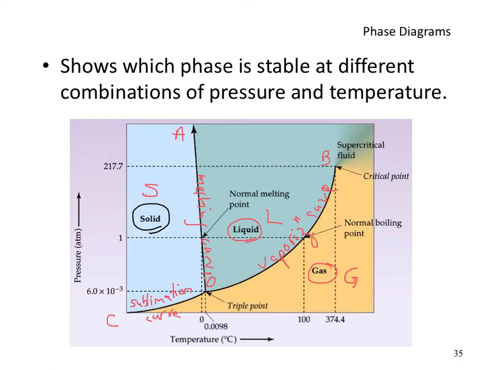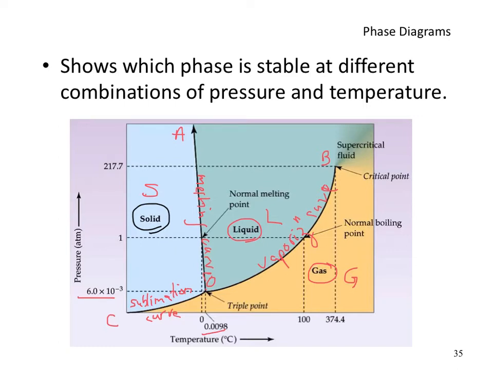Also realize the point O, which is where the solid, liquid, and gas meet. That means that is the point where all three phases coexist. That point is going to be referred to as the triple point. So whatever is the temperature, whatever is the pressure, for water it happens to be 0.0098 degrees Celsius and about 6.0 times 10 to the negative 3 atmospheres of pressure, that is your triple point.